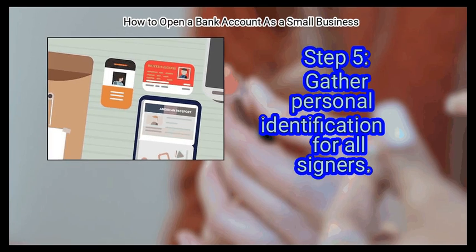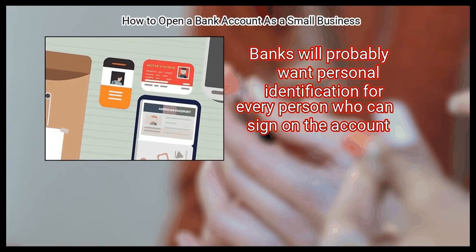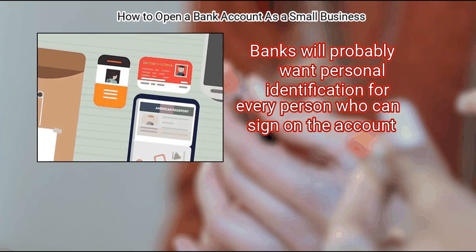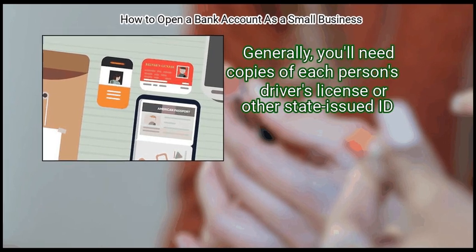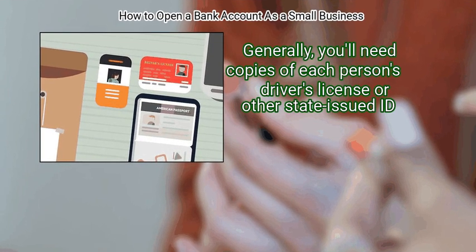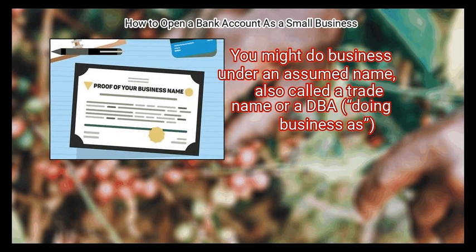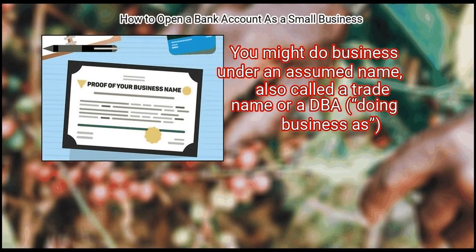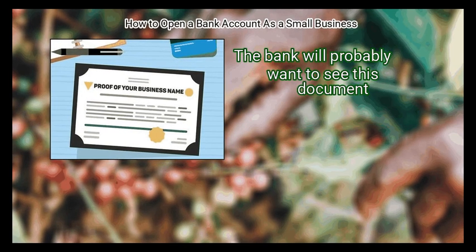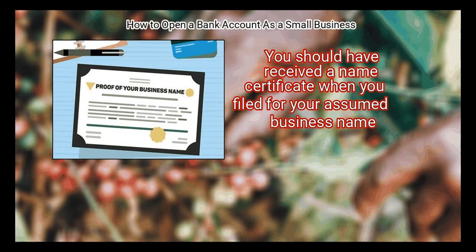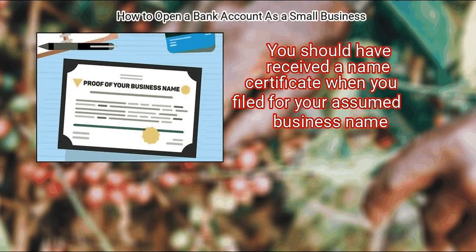Step 5. Gather personal identification for all signers. Banks will probably want personal identification for every person who can sign on the account. Generally, you'll need copies of each person's driver's license or other state-issued ID. Step 6. Collect proof of your business name. You might do business under an assumed name, also called a trade name or a DBA, doing business as. The bank will probably want to see this document. You should have received a name certificate when you filed for your assumed business name.